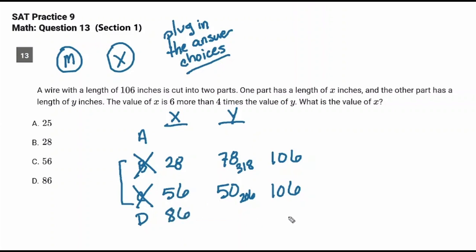So go to D. 86, total's 106. So what's Y have to be? Has to be 20. 4 times the value of Y. 4 times 20, that's 80 plus 6. Hey, that's 86. And that's what X is. So D has to be the answer. If you plug in the answer choices, you can get it right real quick. You can be absolutely sure you're right when you leave the problem. And it's just as fast as doing algebra, but you won't make any of the mistakes that people make doing algebra.